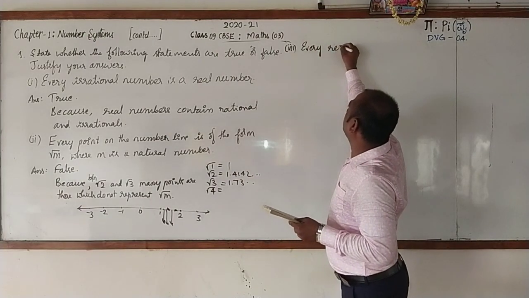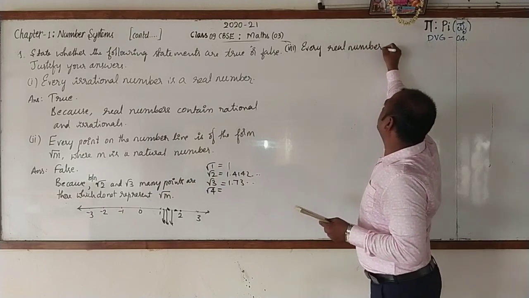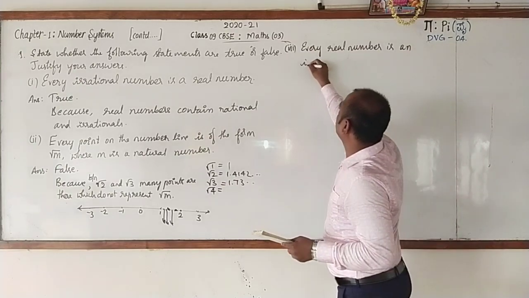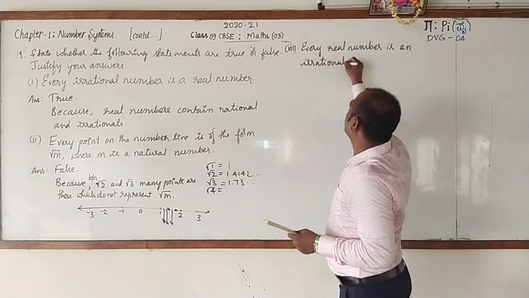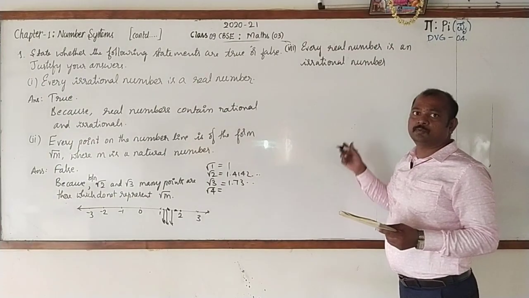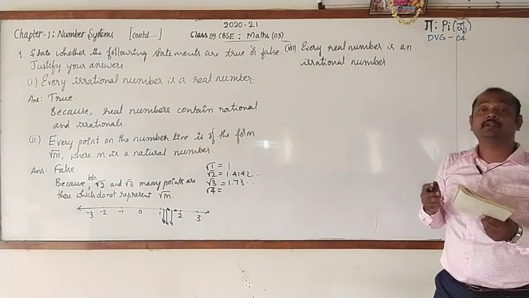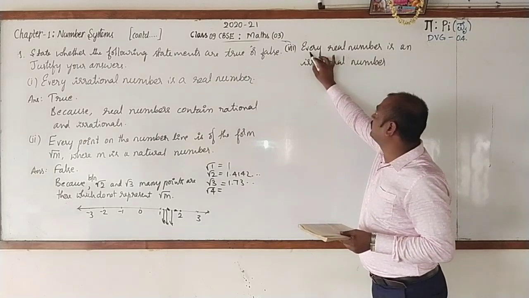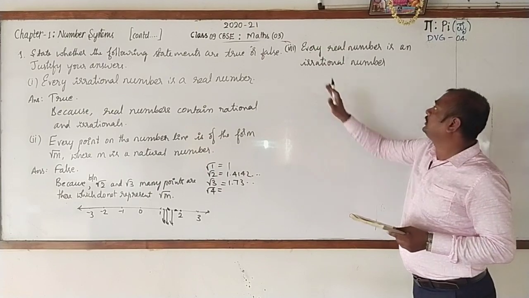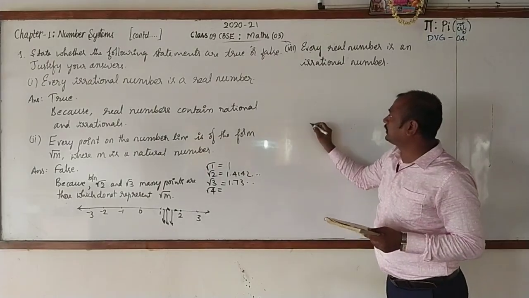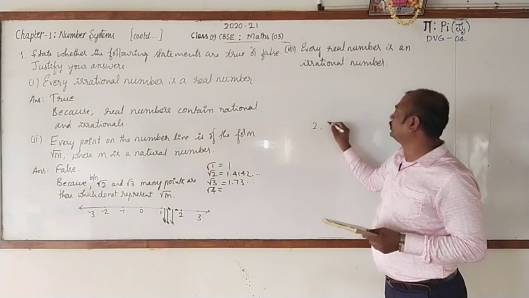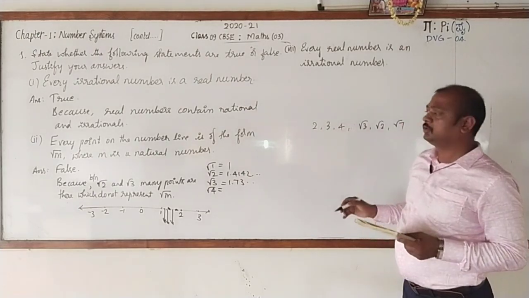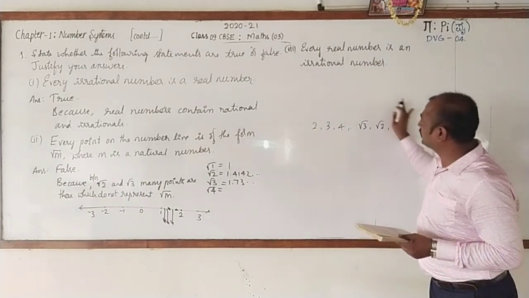Every real number is an irrational number. Look here, we have already come to know that if it is a real number, it contains both rationals and irrationals. Here they have given that every real number is an irrational number. I'll write the rational numbers like 2, 3, 4, and irrational numbers root 3, root 2, root 7 and so on. These are all together real numbers.